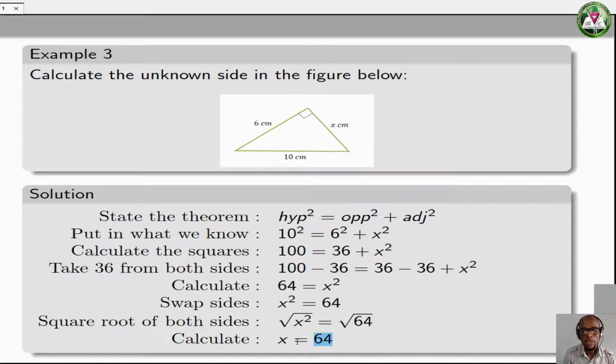Please, you change that to 8. That's a typographical error. X equals 8 centimeters. So the value of the adjacent side is 8 centimeters. I believe you've understood that.